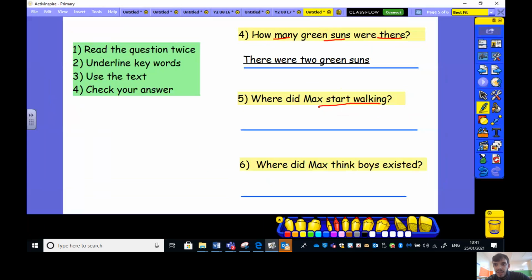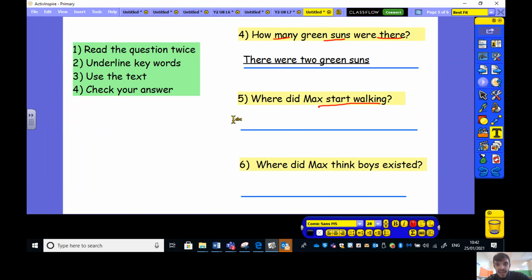Where did he start walking? He started walking down the beach. Where did Max start walking? He walked down the beach. Last step, remember, always check your answer. He walked down the beach. That answer is sensible.